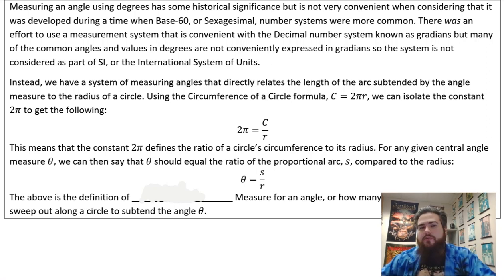For any given central angle measure, we'll call it theta for now. We like to use Greek letters for many of the angle measures in this course. We can then say that theta should equal the ratio of the proportional arc compared to the radius. Theta would equal s, which we refer to as the arc or arc length, divided by r.